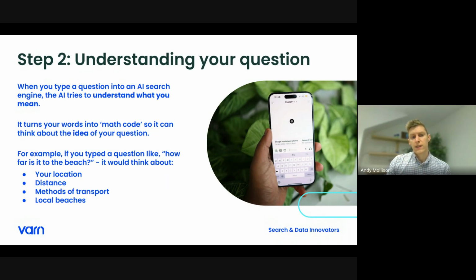Step 2 is understanding your question. When you ask an AI something, it has to try and understand what you actually mean by that. It turns it into its own diagnosis of what that actually breaks down into. For example, how far is it to the beach? It's going to need to know, well, whereabouts are you? What beaches are you talking about? Is there even a beach nearby? What's the distance? How would you get there if it's far away? And what's the best one? What do the reviews say of the local beaches? Where would I actually want to recommend you? So it's got to understand and get that information.